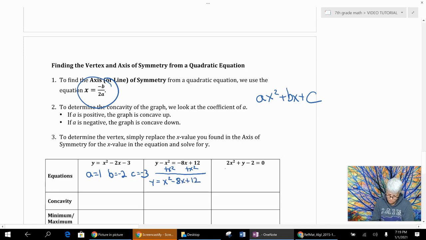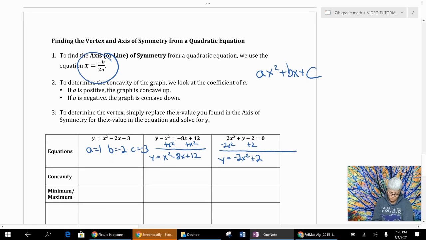And the next one, I need to move over the -2x squared, and I need to move this 2 over. So I have y equals -2x squared plus 2, and then there's just a 0 there. We don't care about the 0. Actually, the 0 became 2. All right. Now, let's look again at what is A, what is B, what is C, because we have to identify that to do some of these other things that we're going to do. This one, A is 1, B is a -8, C is 12.